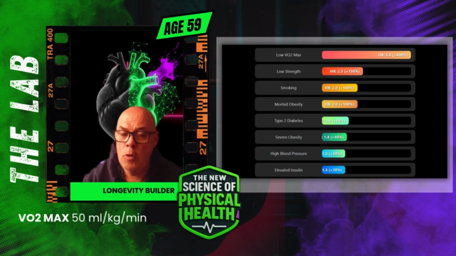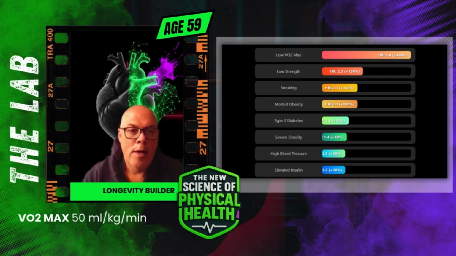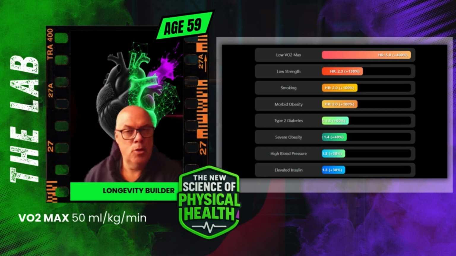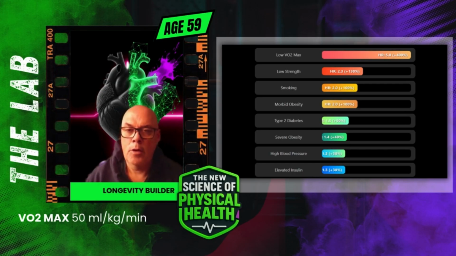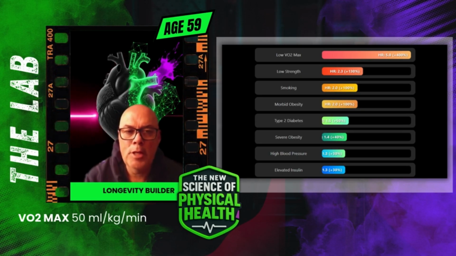Smoking has a hazard ratio of 2.0. If you're a smoker, that's the only news I've got to say. It has a 100% greater impact compared to the person who doesn't smoke of something interfering with your longevity and your health span. That's what we know from all of the epidemiological studies. Low strength has a hazard ratio of 2.3, 130%.